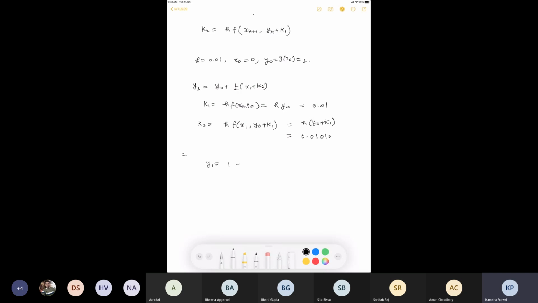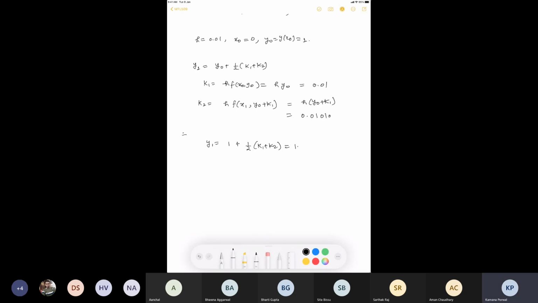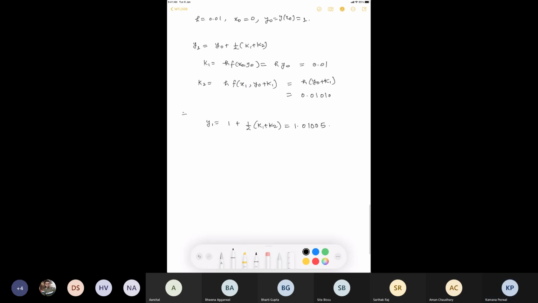Therefore, you just have to substitute here. y1 is y0 plus 1 by 2 of these two quantities, k1 plus k2. Upon simplification, let me check what I get. This is 1.01005. So you have found y1.